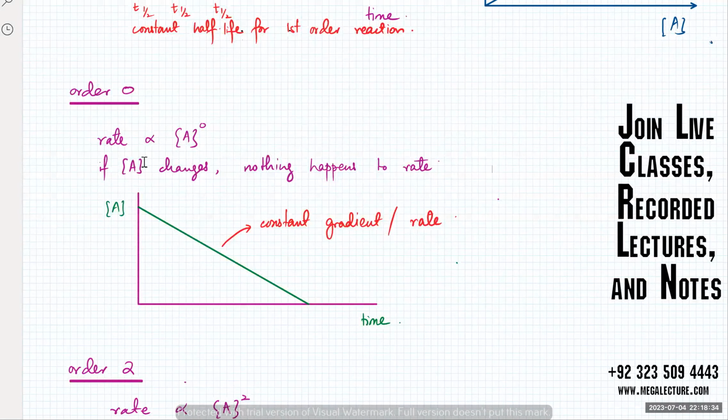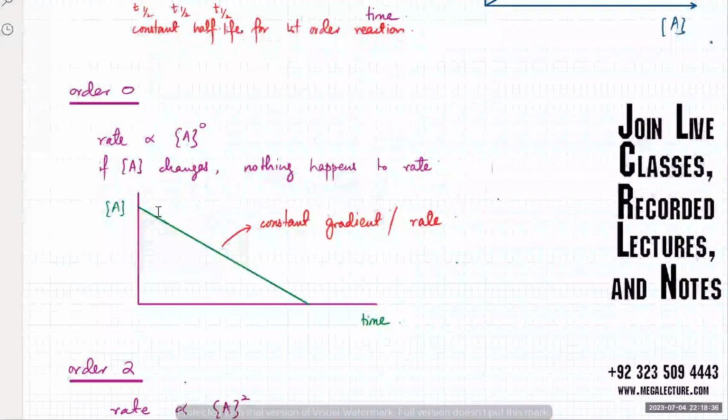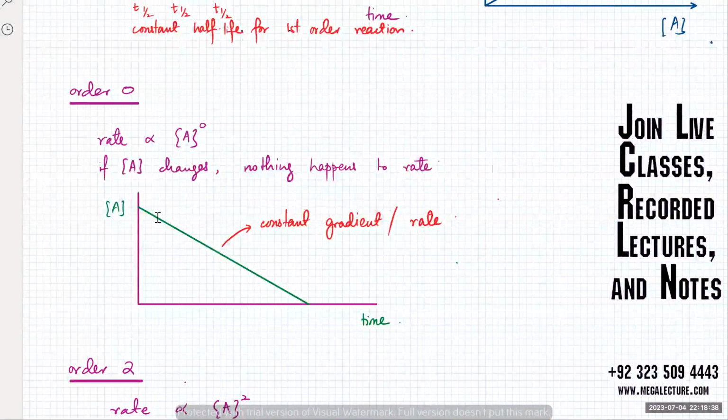So that means if A's concentration is decreasing, right? Rate would not slow down. So the steepness or the gradient of the graph would remain constant. And so the reaction would just continue at the same speed until it stops. TK, that's clear as well, right?